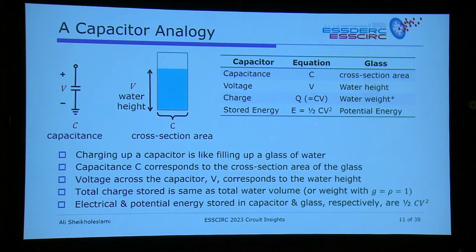Now, what about the stored energy? You have learned this in your first year undergrad. When you have a capacitor, you charge it to voltage V, the energy that you stored in this capacitor is half CV squared. Let's see if this is true for the water. So the weight of the water, we say is CV, because we assume that rho is 1 and g is 1. So this is CV. And what is the center of mass here? Center of mass is sitting at V over 2. V over 2 times CV is half CV squared. So the energy you store in the capacitor is half CV squared. The energy you store in a glass of water is half CV squared.